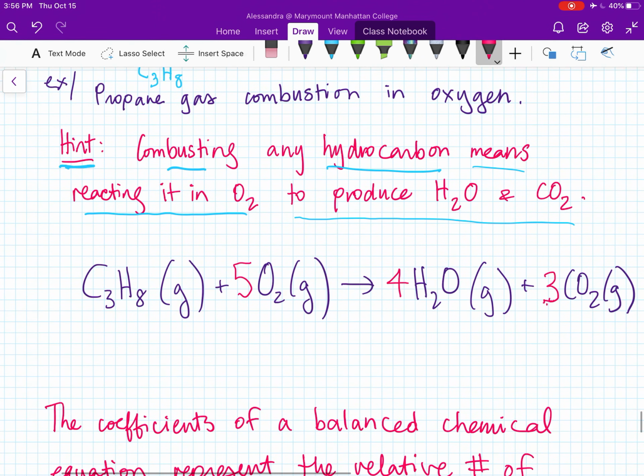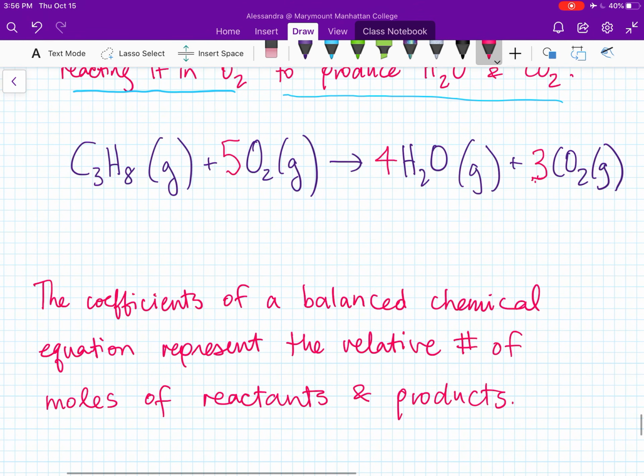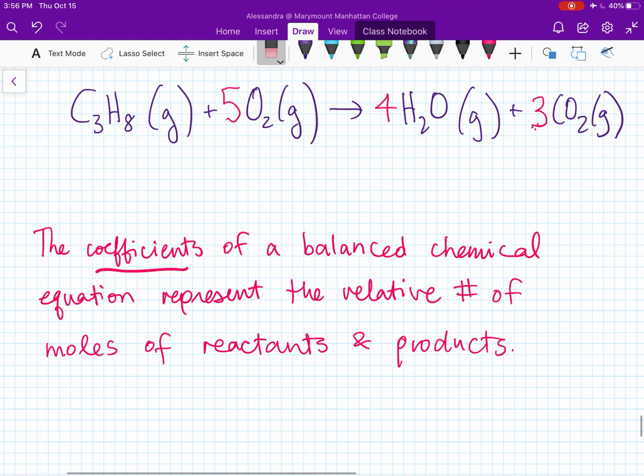Now, balancing the equation is crucial because the coefficients of a balanced chemical equation, these stoichiometric coefficients, which would be 1, the 1 is implied here, to 5, to 4, to 3, represent the relative number of moles of reactants and products. Or even you could say the relative number of molecules that are reacting. So if we look at the balanced chemical equation, we can tell the relative proportions of the reactants and products to each other.